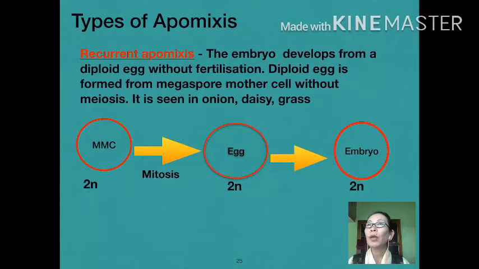Apomixis is said to be of the recurrent type when the embryo develops from a diploid egg without fertilization. A diploid MMC, or megaspore mother cell, forms a diploid egg by mitosis, in the absence of meiosis. The resultant plant obtained from this type of apomixis is a diploid plant. Such apomixis is prominently seen in onion and grasses.